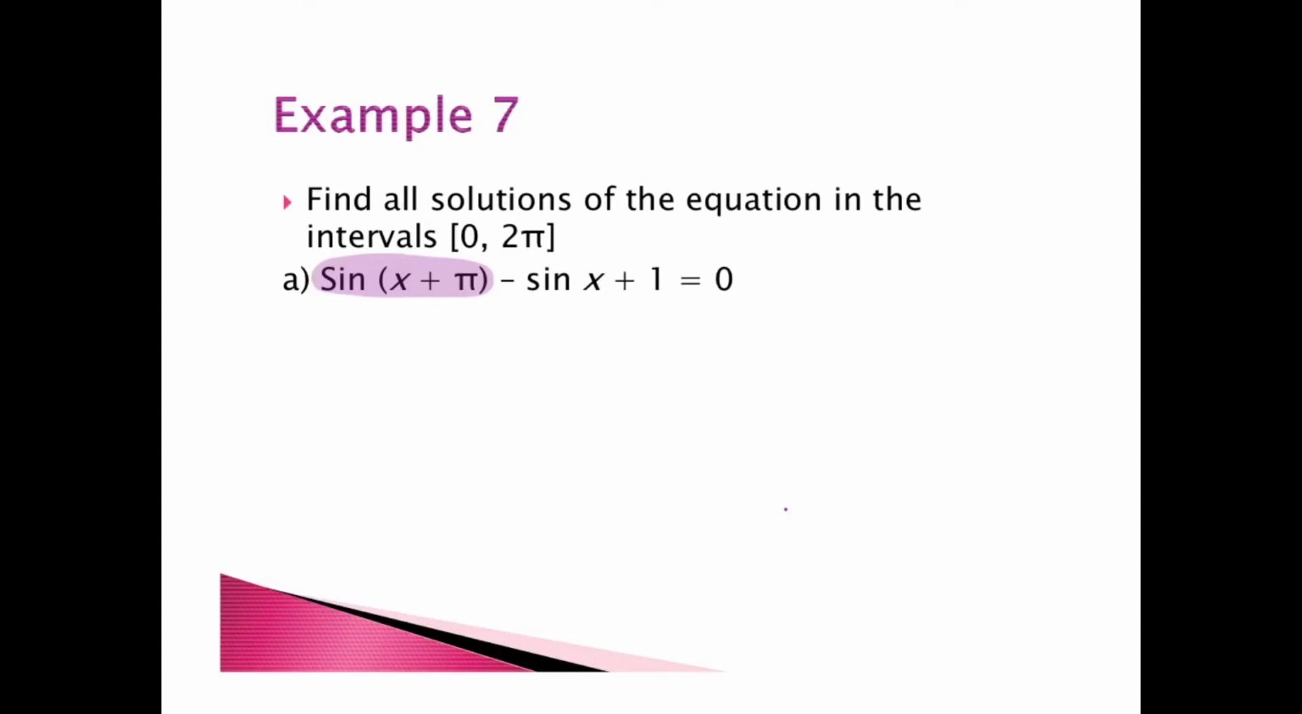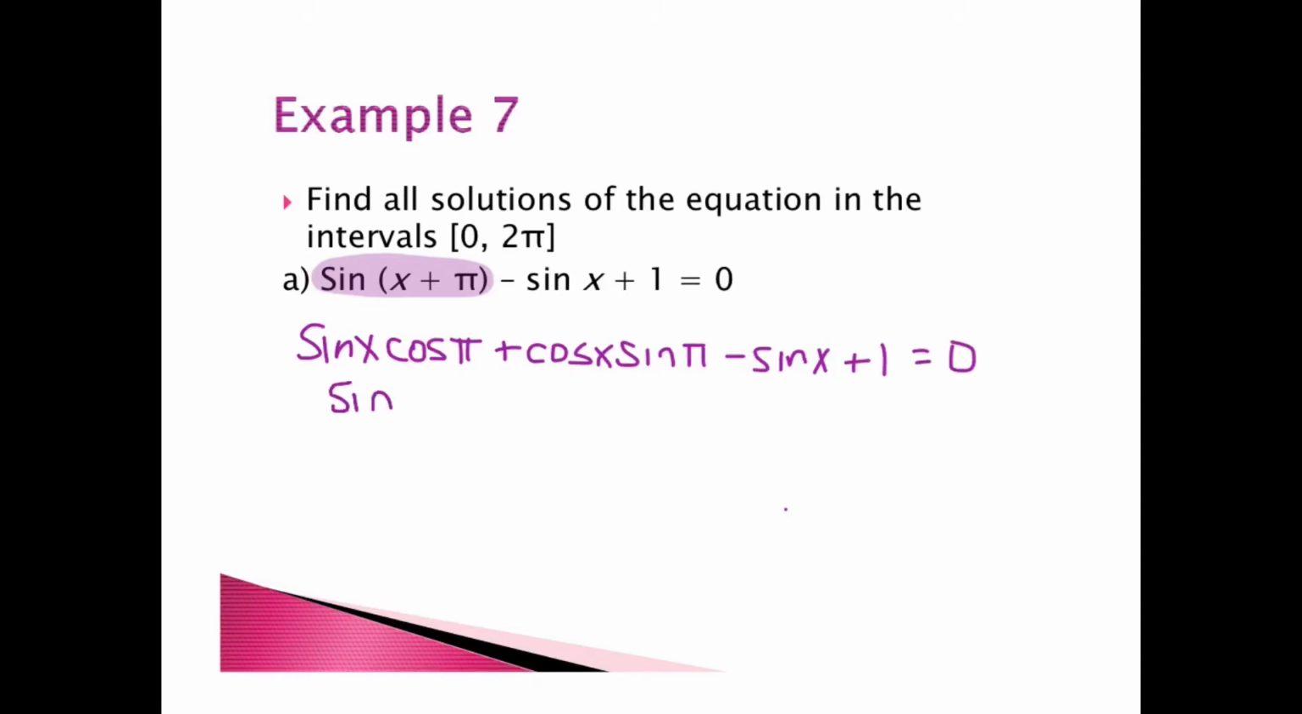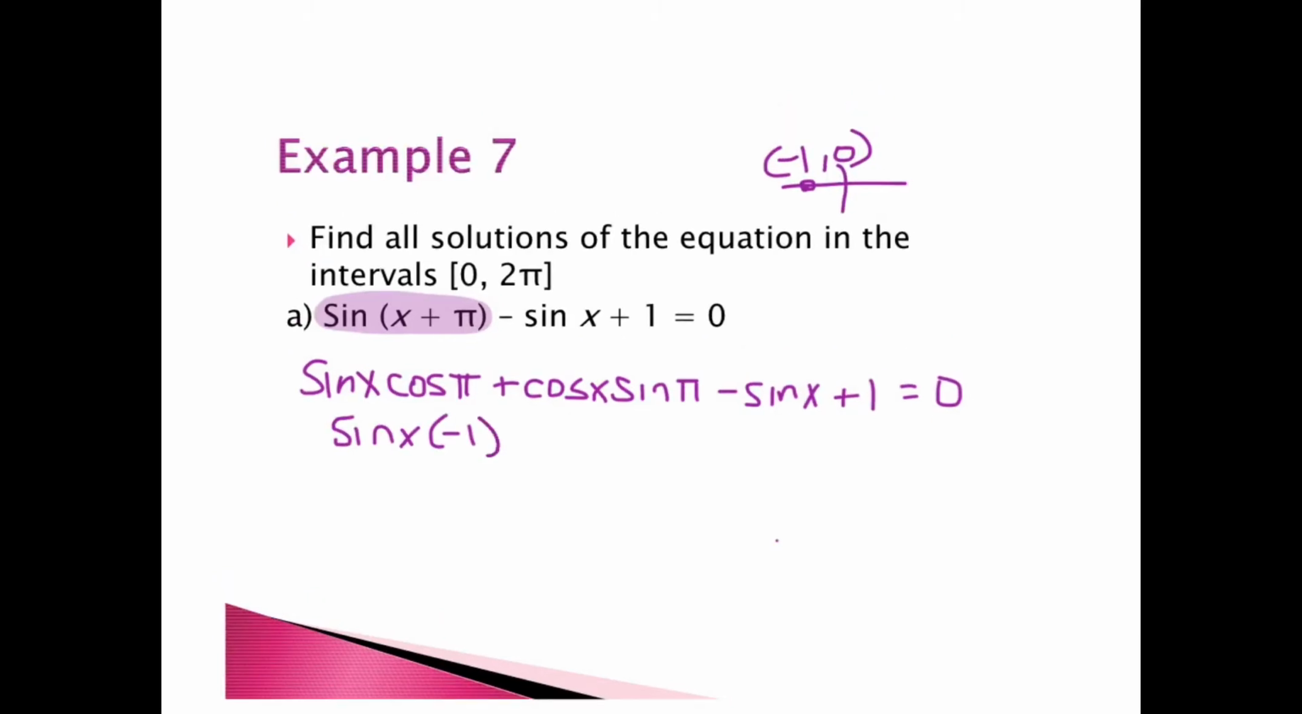So I'd write sine of the first angle, cosine of the second. Keep the sign the same, so it's plus cosine of the first angle, sine of the second, minus sine of x plus 1 equals 0. And then we want to simplify. We don't know what x is. That stays as sine of x. We do know pi is the point -1, 0, and the cosine there would be -1. Then cosine of x stays as cosine of x, and the sine at pi would be 0. So that becomes 0. Minus sine of x plus 1 equals 0.